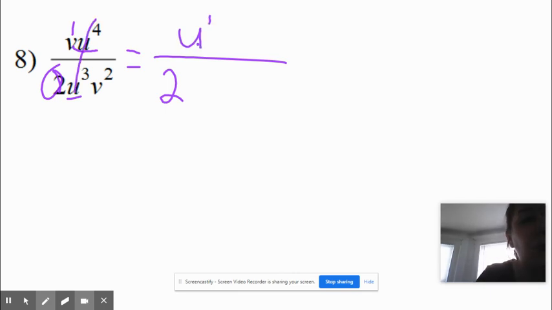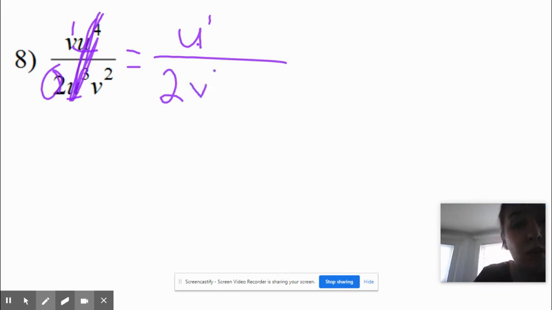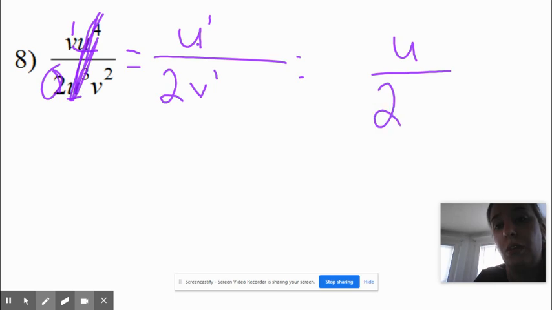So now I'm done with the u's. And then v's, right? There's 2 on the bottom and 1 on the top. So after canceling, you're going to end up on the bottom, right? There's more on the bottom. 2 minus 1 is, of course, 1. And after we clean it up, we don't really write ones. We got u over 2v. And that's your final answer.